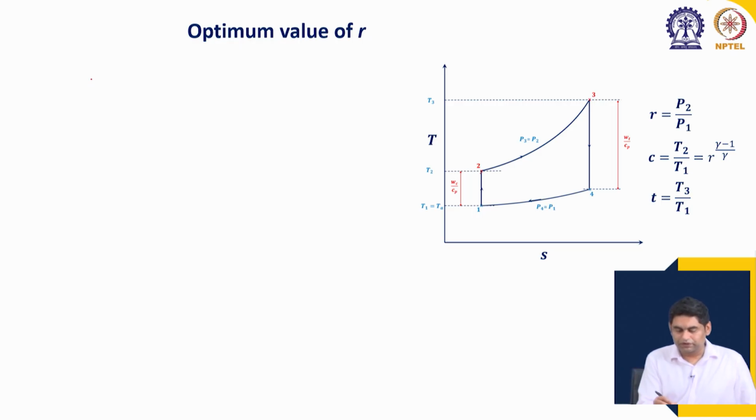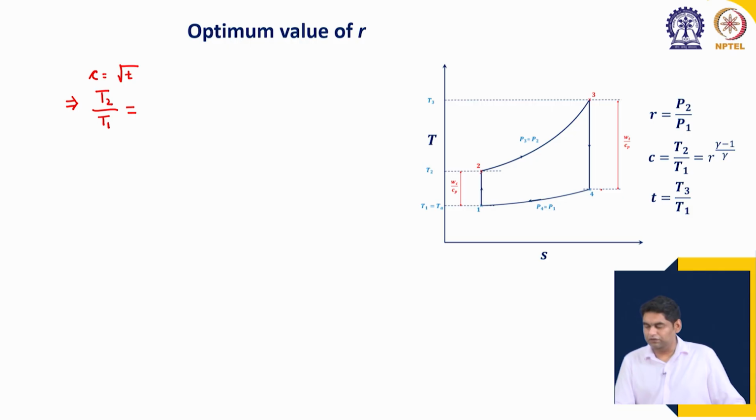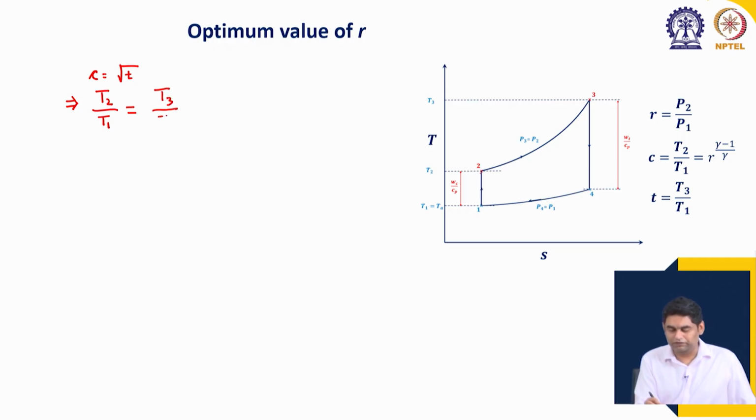Okay. Let us simplify the previous equation further. So, we have obtained from the previous slide C is equal to root T. Okay. So, C equal to root T, which means that T 2 by T 1, C is equal to T 2 by T 1. Also, we know that P 3 by P 4 is equal to R. So, T 3 by T 4 is equal to P 3 by P 4 to the power gamma minus 1 by gamma. So, which means that T 3 by T 4 is also equal to C. Okay. So, this is also equal to T 3 by T 4. We have discussed this in the previous class also. This is equal to C, which is equal to root of T 3 by T 1.